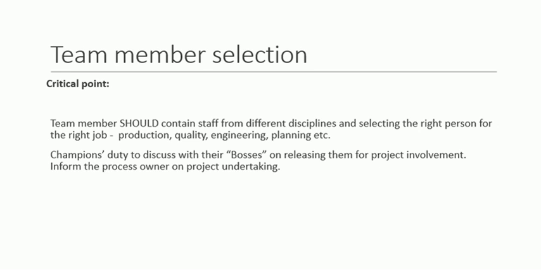Also, there should be champions assigned to each team, who have the duty to discuss the process with their bosses for project involvement, and they can inform the project stakeholders about the project undertaking and updates. So team member selection is a critical point in Six Sigma black belt and green belt projects, or we can say that for every project, team member selection is very important.